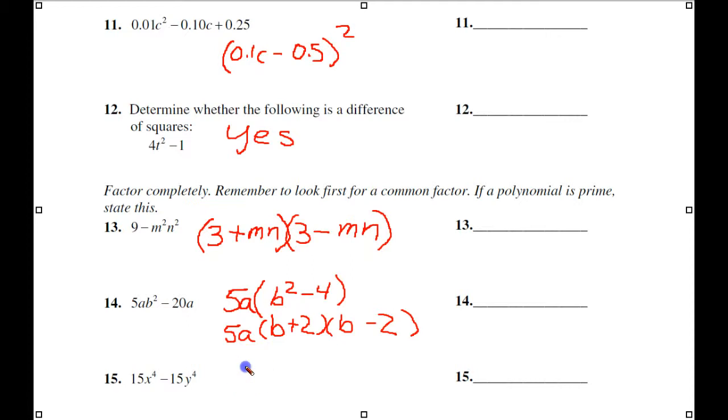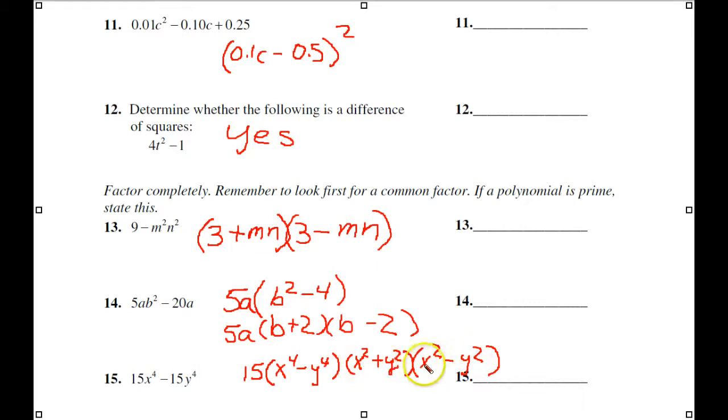Now notice here you can factor out the 15, and you get x to the 4th minus y to the 4th. Now those are the difference of perfect squares, which will factor into, kind of ran out of room, so this will be x squared plus y squared, minus y squared.